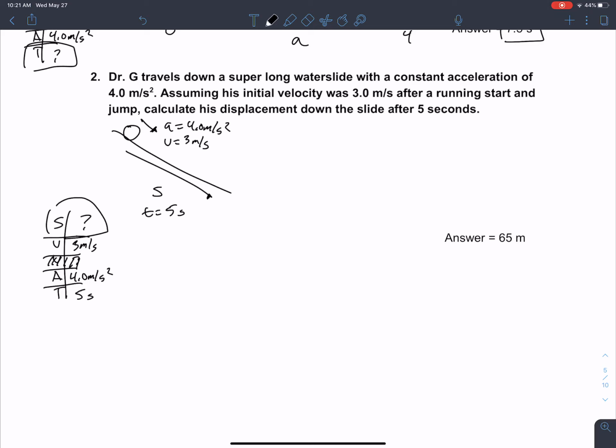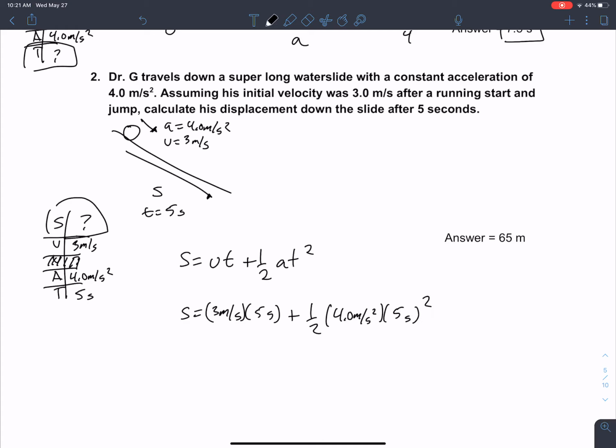Okay, so we have this formula: S equals UT plus 1/2 AT squared. That's a formula I found in the data booklet. So S is equal to 3 meters per second times 5 seconds plus 1/2 times 4.0 meters per second squared times 5 seconds squared. And if I put that all into my calculator, it should give me 65 meters.